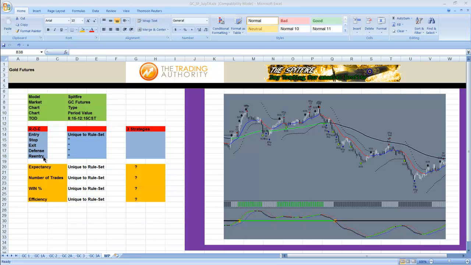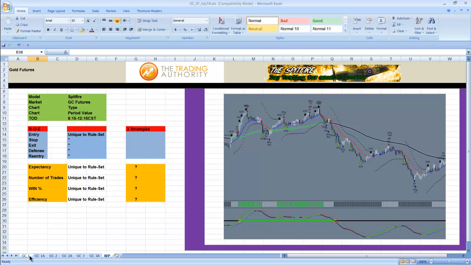Once we get that, then we can go on to these neat metrics like win percentage and other things. Does your model and rule set have a positive or negative expectancy? How many trades does it generate over a period of time? What's the win percentage? And how about trade efficiency? None of these things can be known unless these foundations are in place. Alright, let's move on to the next step.